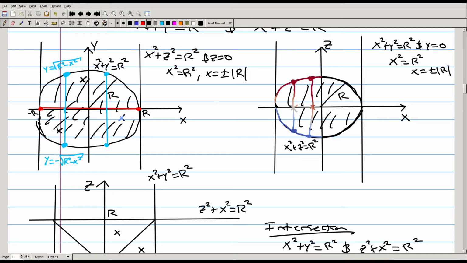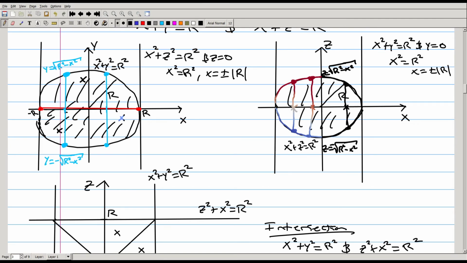And then this point right here corresponds to right about here on the x-axis. So it's going to be governed by this upper bound and this lower bound. And so the lower bound is given by z is equal to the negative square root of r squared minus x squared. And the upper bound here is z is equal to positive square root of r squared minus x squared. So the bounds in our integral are also these functions.